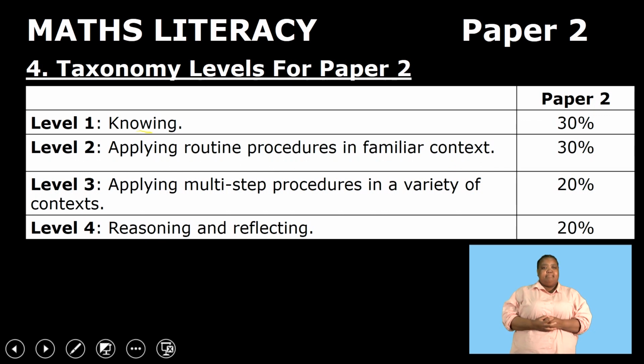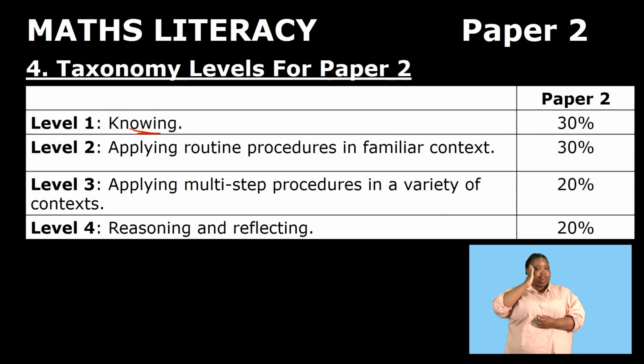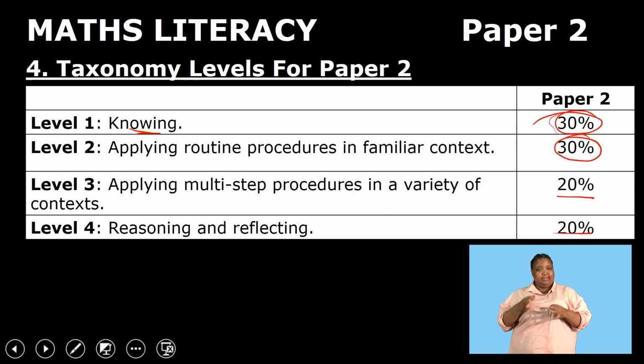Now, looking at the taxonomy levels for Paper 2, with level 1, knowing, it could be 30% of the 75 marks allocated to the paper. Level 2, applying routine procedures in familiar context, could also be 30% of the 75 marks. Level 3, applying multiple step procedures in a variety of contexts, is 20%. And level 4, reasoning and reflecting, could also be 20%.